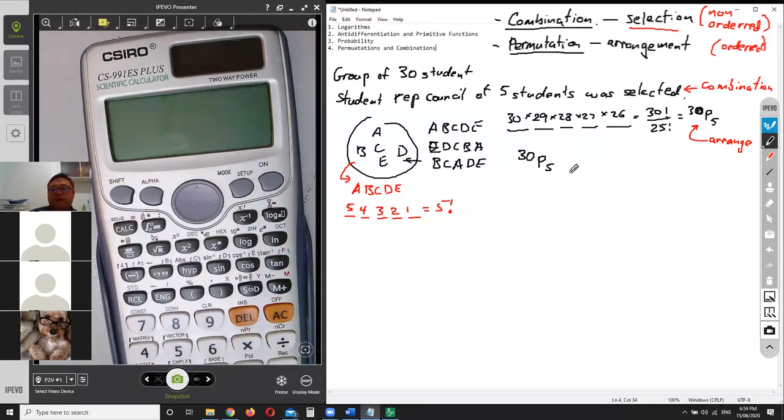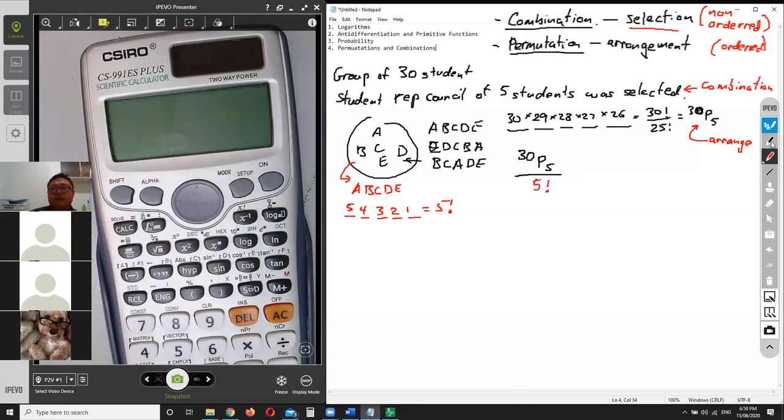And so 30P5 is the number of arrangements. What do we have to do with the number of arrangements to get the number of selections? Because each of these arrangements is duplicated. Do you divide by 5 factorial? Yes, you divide by 5 factorial. Does that make sense?